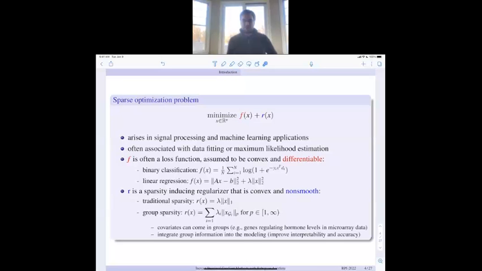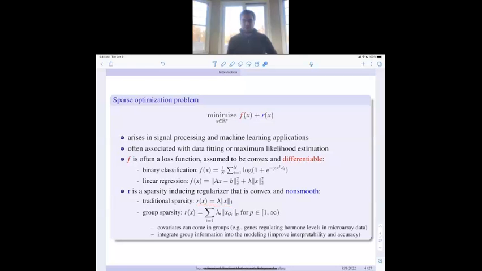Some common problems with functions like this come up in binary classification and linear regression. The second function, R, is typically the regularizer. For a lot of modern problems, this is the one that is not necessarily differentiable. We'll focus on the case where that function is convex, but not necessarily differentiable, so it may be non-smooth.